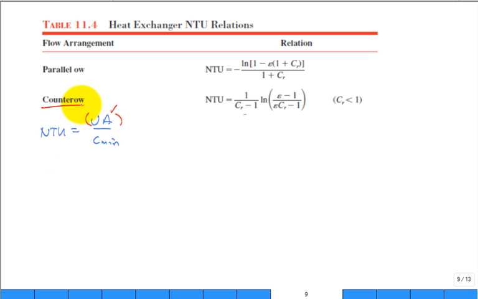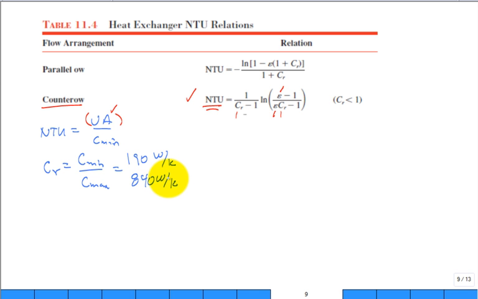Well, I look and I say for counterflow concentric tube, there's a relationship. The number of transfer units is equal to a function of C_R and effectiveness right there. So what is C sub R? C min over C max. And when I take a look at what was my minimum, the minimum comes from the hot fluid at 190 watts per Kelvin divided by the maximum, the cold fluid, 840 watts per Kelvin or watts per degree C, either one. It's a temperature difference. So the C sub R comes in at 0.2262.